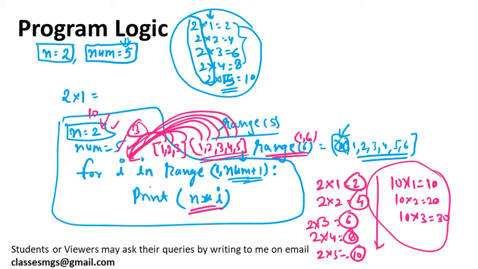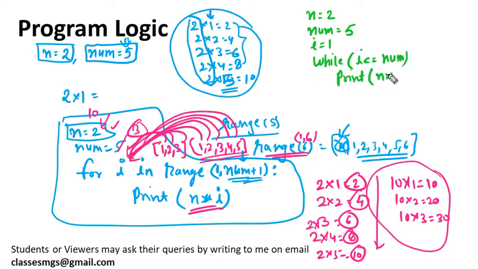See on the board, I am writing in green color. So what you can do, let's suppose n is 2 and num is, let's say, 5 multiples you want. Then you can take some i value and apply a while loop: while i less than equals to num. Actually up to 5 we want to run, 1 to 5. So this is i less than equals to 5. What you can do, print n star i, that will do the same thing. So this way you can also do.